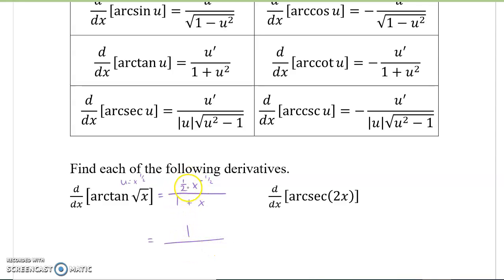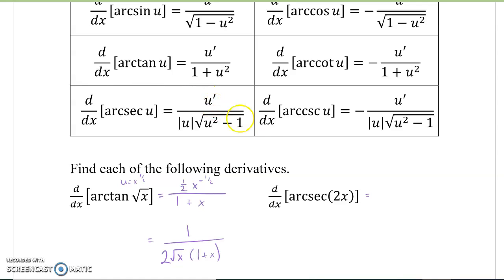So nothing stays on the top, right, except for the 1. The 2 drops down to the bottom. The root x drops down to the bottom. And then the 1 plus x stays on the bottom. And that's it. And if we try this with the arcsecant, well, the arcsecant has a similar sort of pattern here.